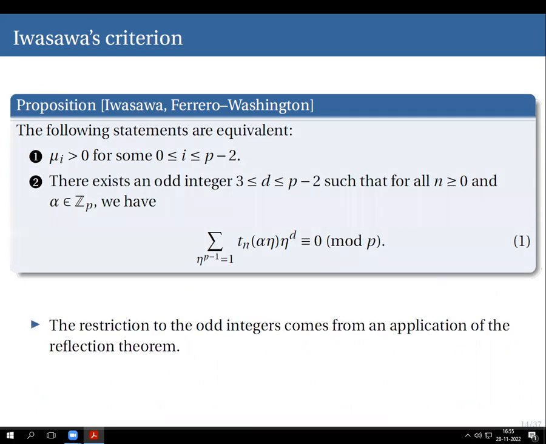The only condition that I want to sweep under the rug is this: I'm only looking at the minus part, and the restriction to the minus part comes from something called the reflection theorem.